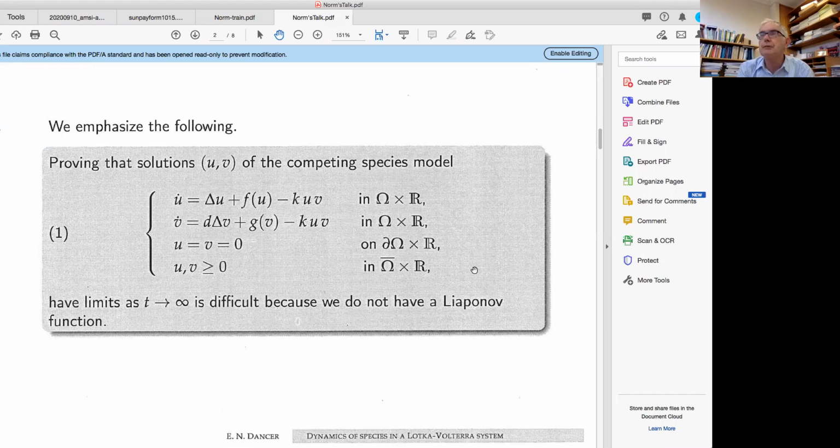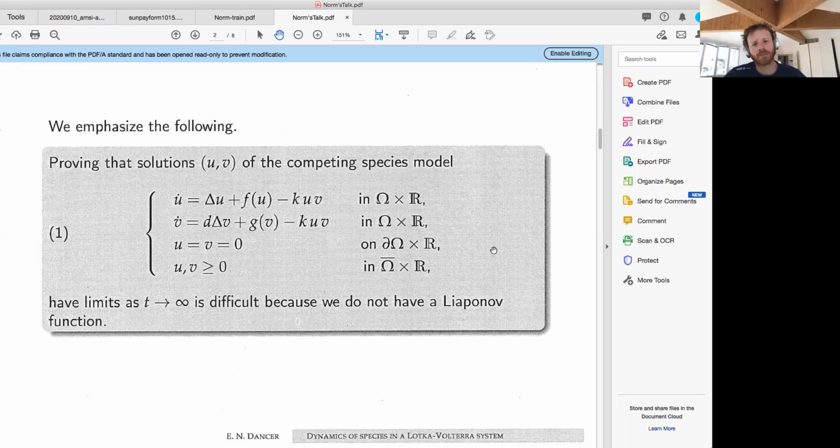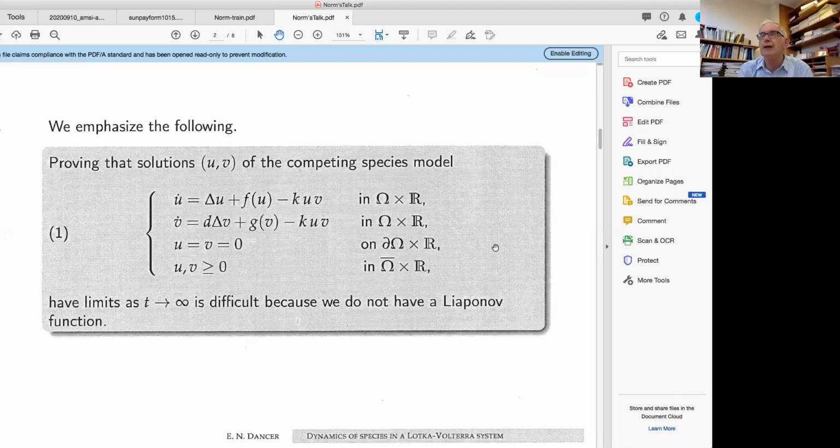There are two cases where it's easy to make progress: if k is small positive, or if k is very large positive. Those are the two cases you can easily hope to do. The others, I think, are probably pretty hard. Good, that's what I was wondering.